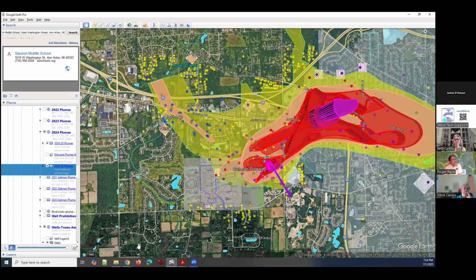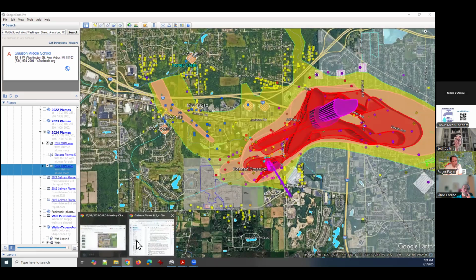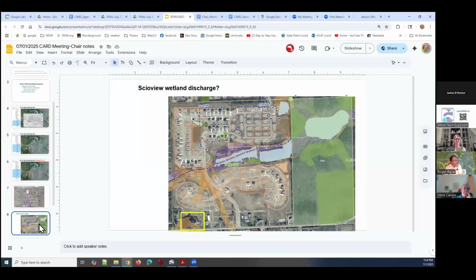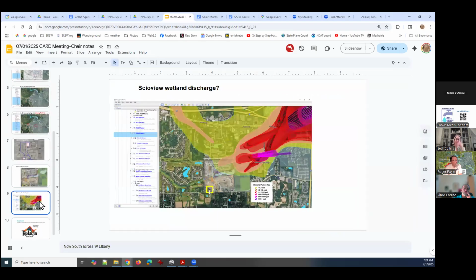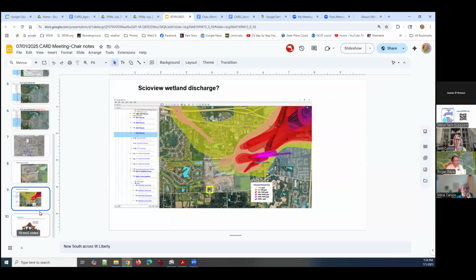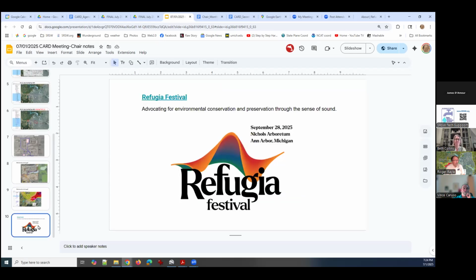Anyway, I think that might be the end of my update. Let's see, where did I leave that? Here. Oh yeah. So this is a little diagram that shows that the water is going along the road and across the road from that permitted area. And we already covered the refuge, how do you say that? Refuge? I can't pronounce it still. The festival.